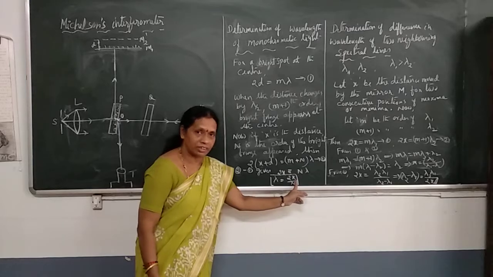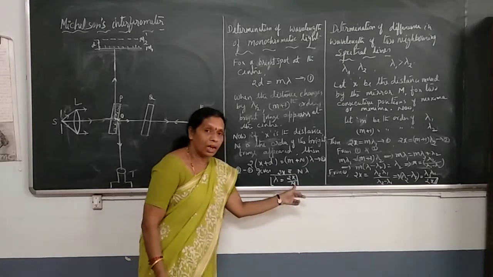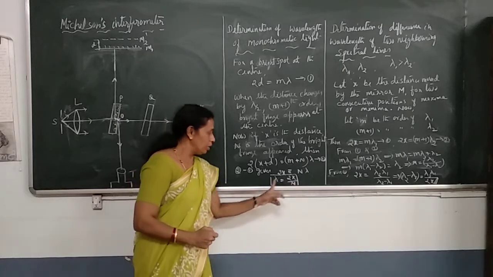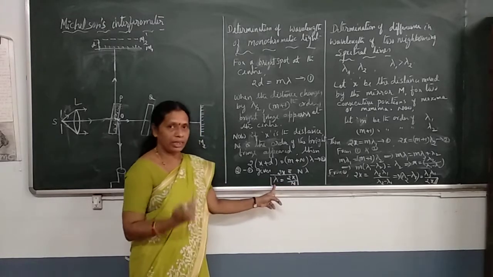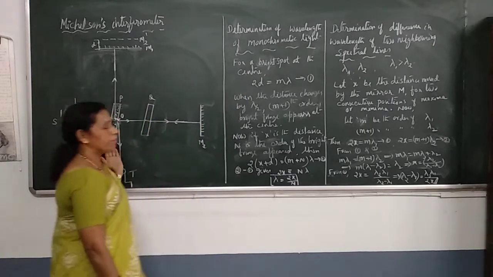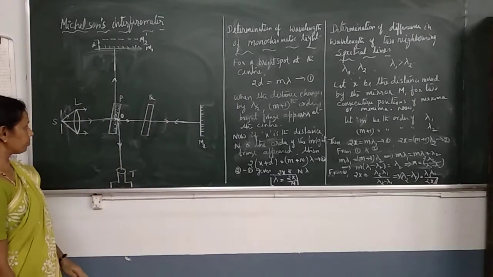Here x is the distance, which can be measured. N, the number of bright spots appearing at the center, can be counted. Using this relation, lambda can be calculated. This is how lambda is determined using Michelson's interferometer.